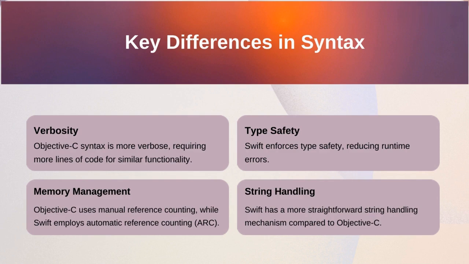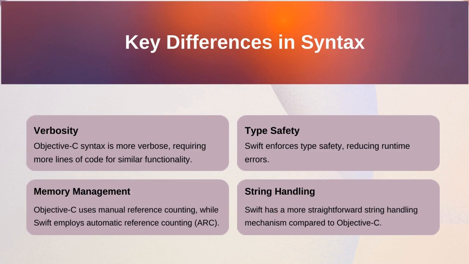Let's start with syntax. Objective-C has a more verbose syntax, meaning you'll often need more lines of code to achieve the same functionality as in Swift. For example, when working with methods, you'll see a lot of square brackets and extra symbols. Swift, on the other hand, offers a cleaner, more concise syntax which makes it easier to read and write.